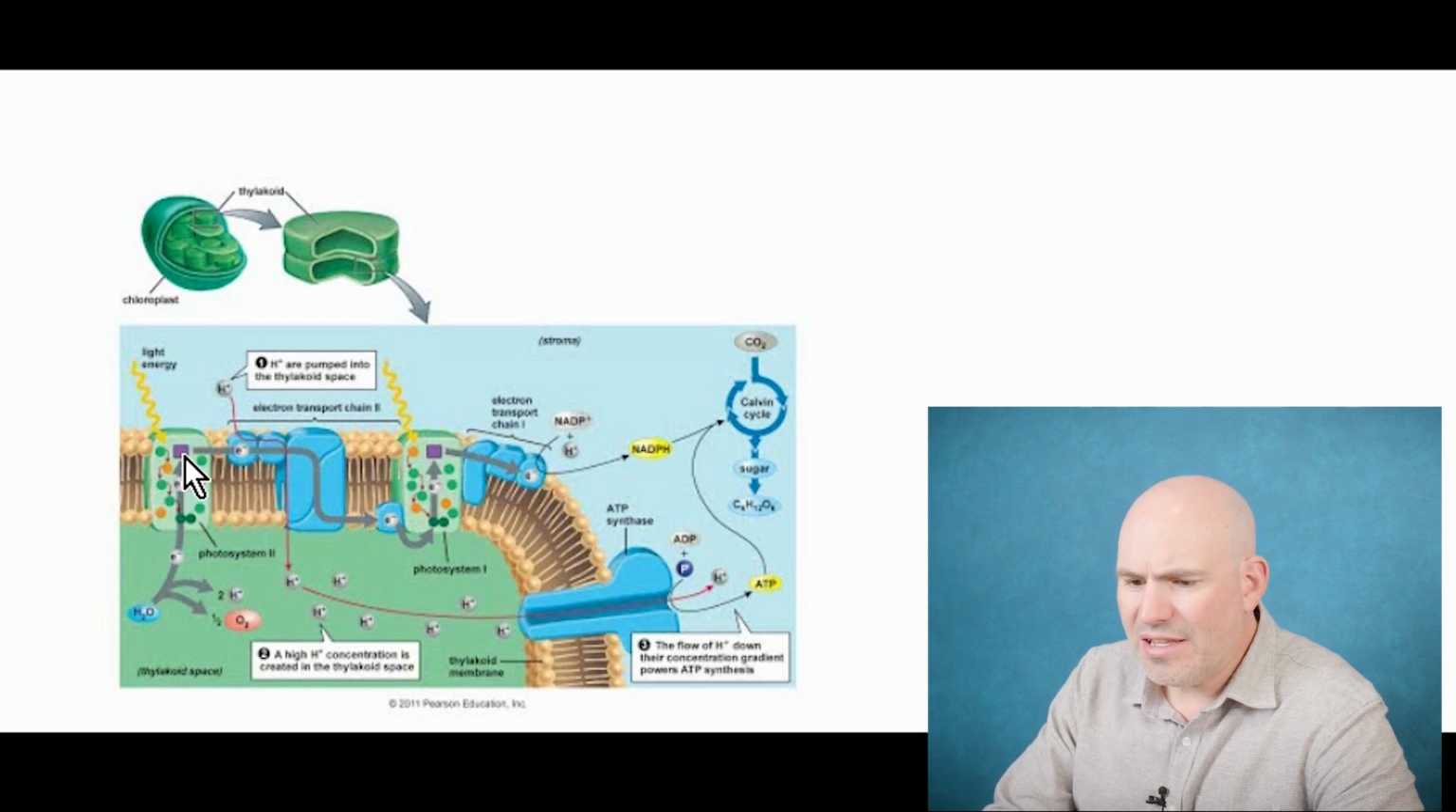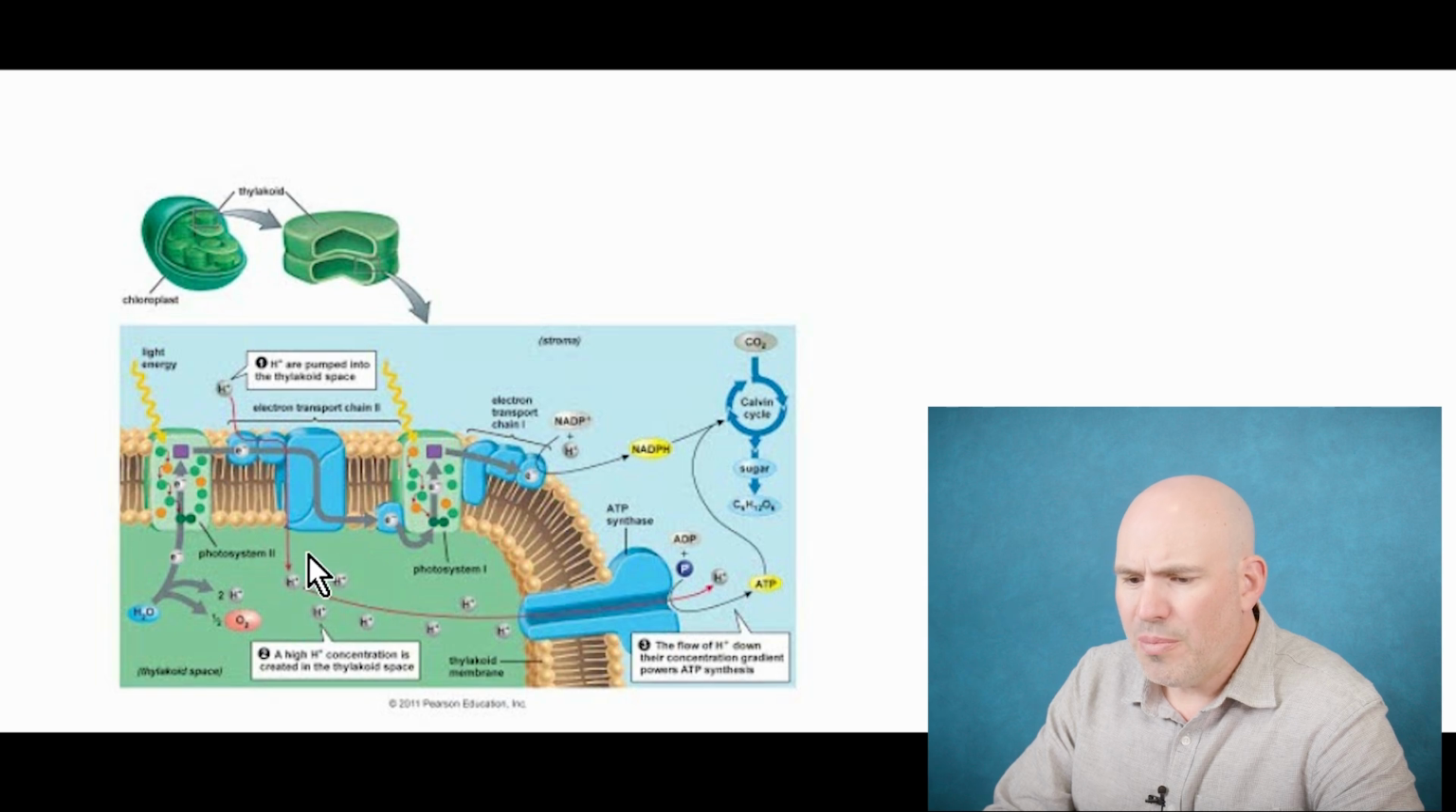Then the excited electron is transferred to an electron transport chain. This is electron transport chain 2. It's named after photosystem 2, so that way the numbers match. So photosystem 2, the electron then gets transferred to the electron transport chain 2. What is the purpose of the electron transport chain 2? Well, the electron transport chain 2 is going to try and pump in as many hydrogen protons into the thylakoid space as possible. Remember I said we want to create a lot of hydrogen protons in here. We will find out why in a little bit.